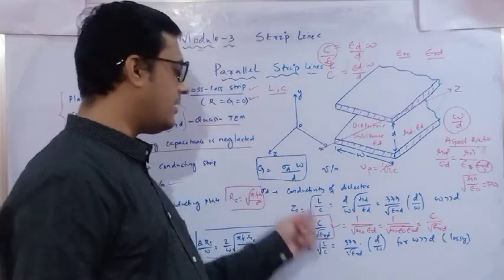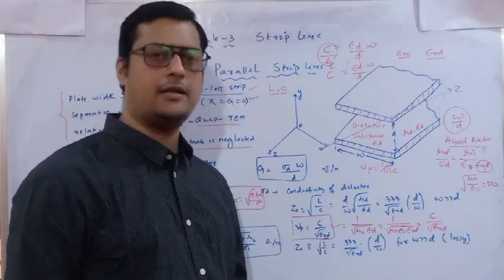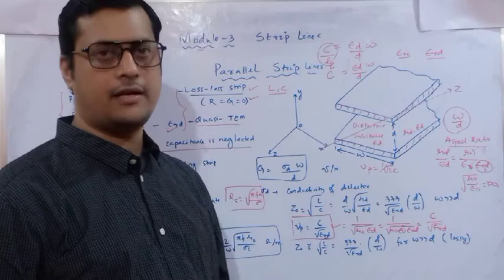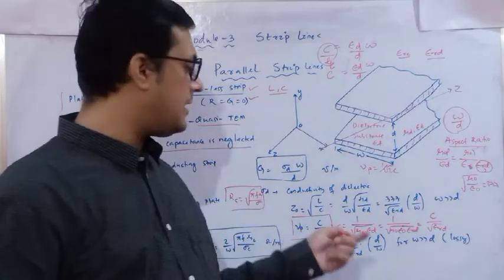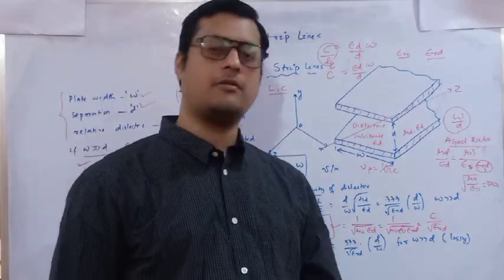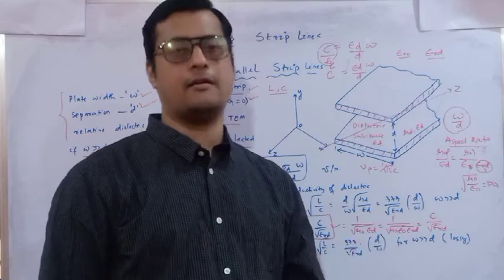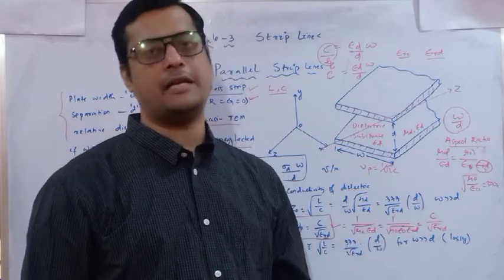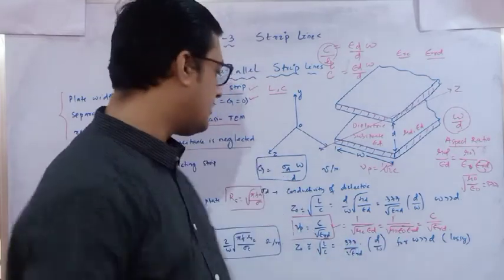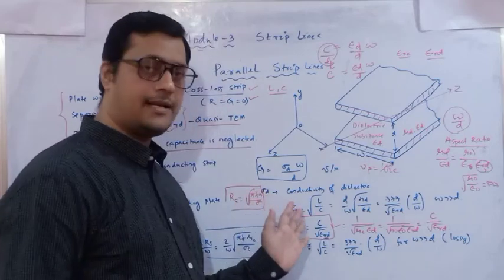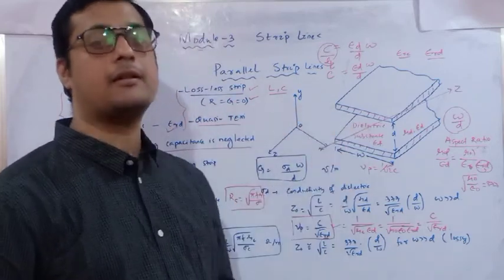Okay. So velocity you can determine, and even your phase constant you can determine, beta is equal to omega by Vp, that is 2 pi by lambda, and lambda g you can also determine. So all those parameters can be easily found out. Okay. So this is the characteristic impedance, and these are the lumped parameters for a strip line.